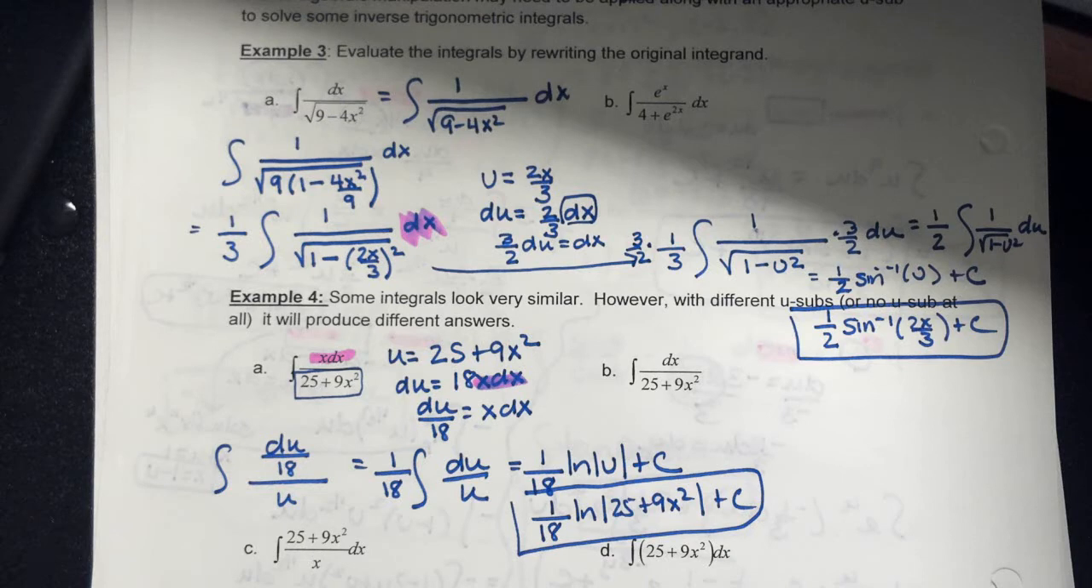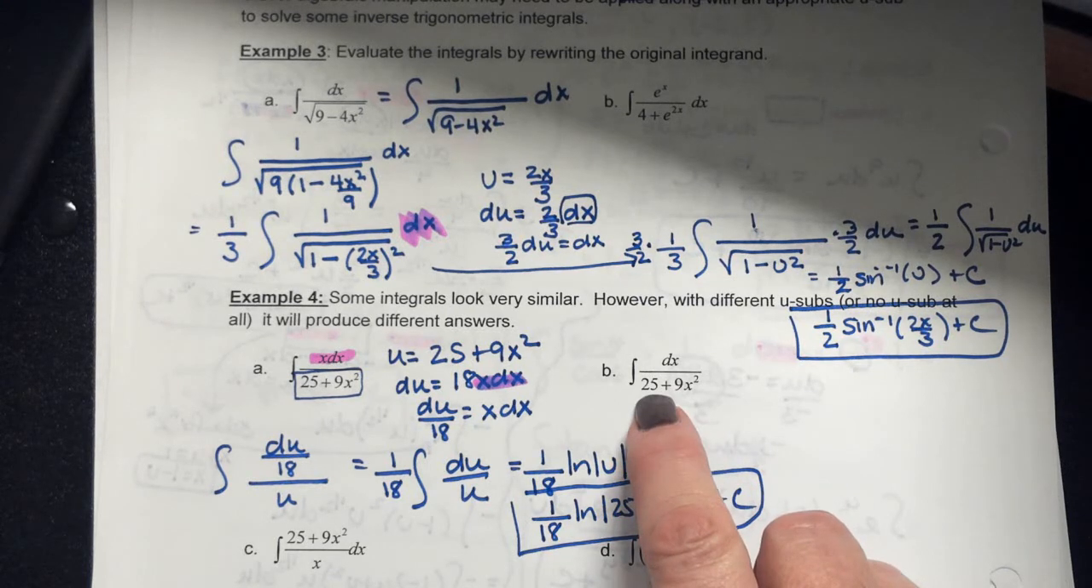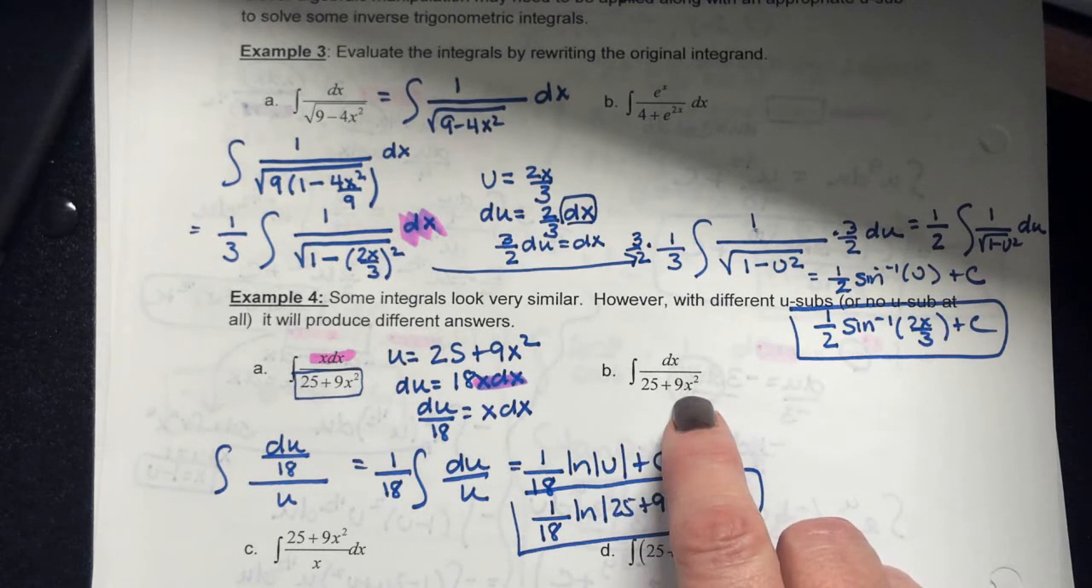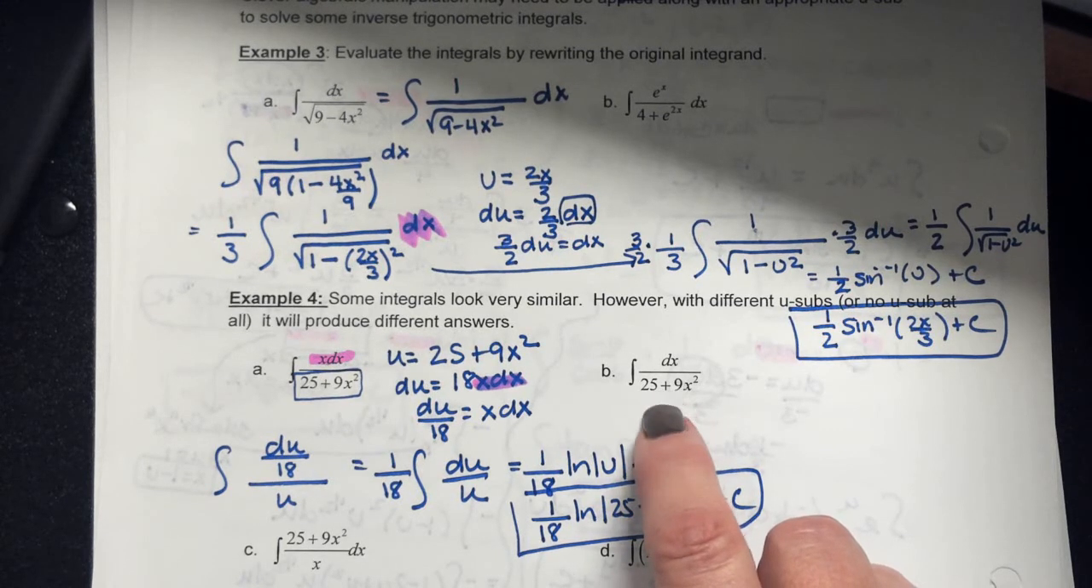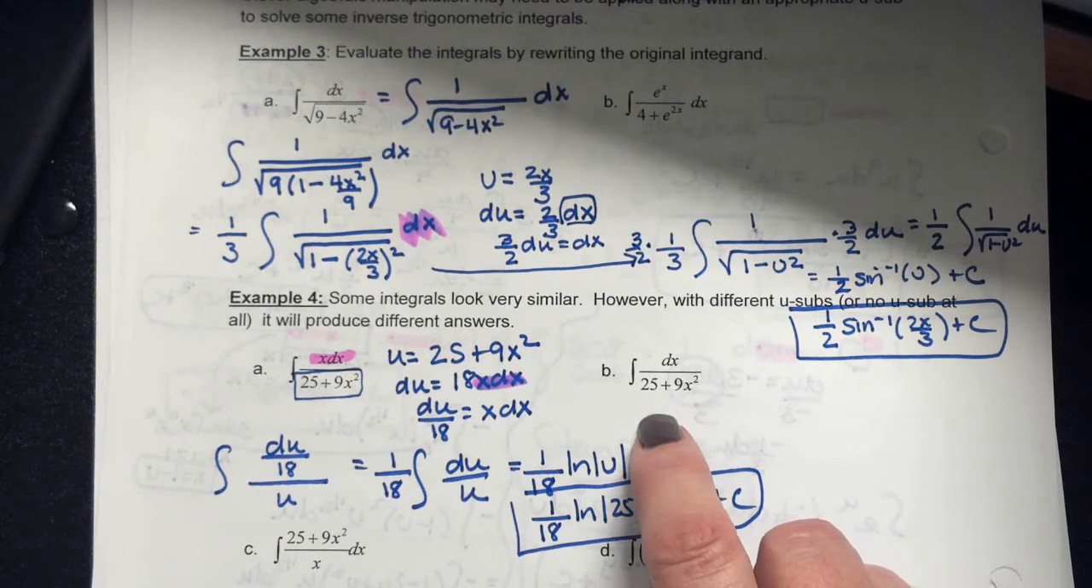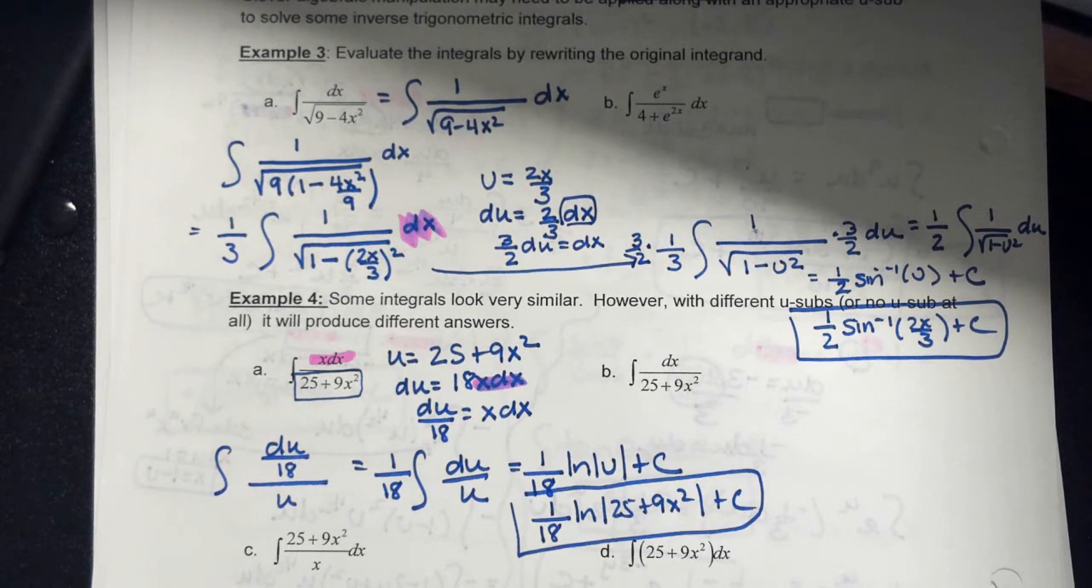What do you think you're going to do for part B? Well, if this was a 1 instead of a 25, inverse trig. It's going to look a lot like an inverse tangent. But what are you going to have to factor out of the denominator? You're going to have to factor out a what? 25. You guys go ahead and see if you can manipulate this one for me.